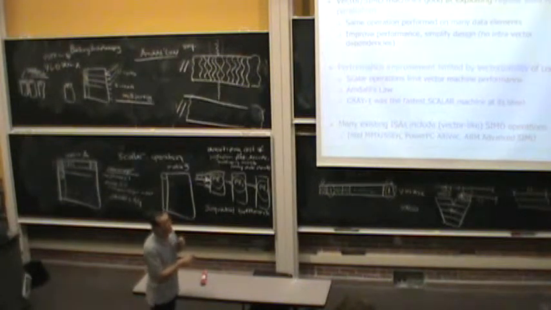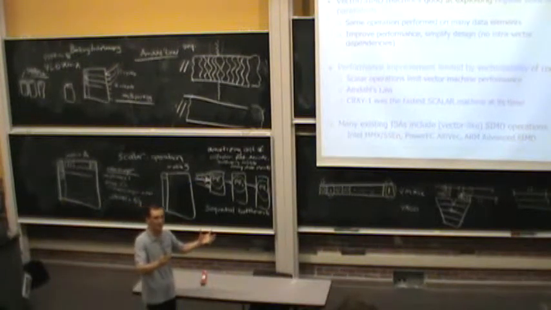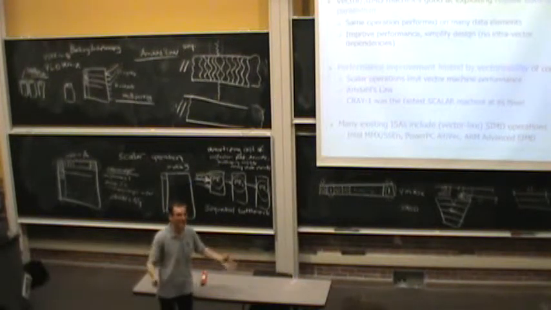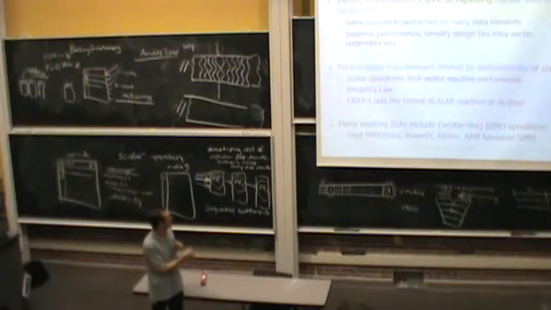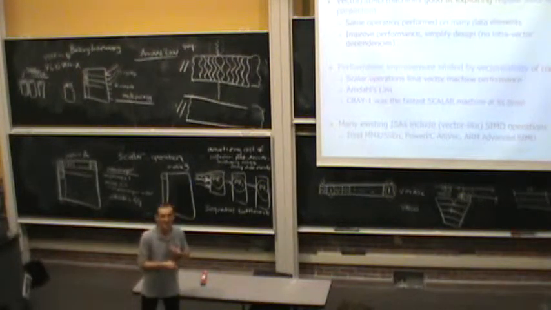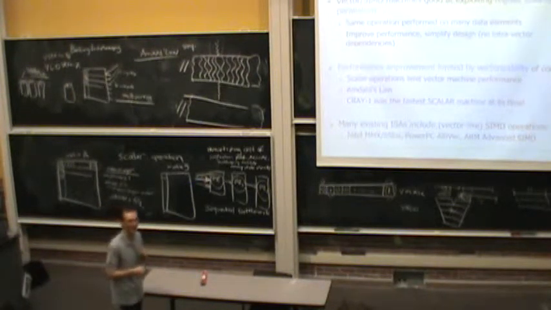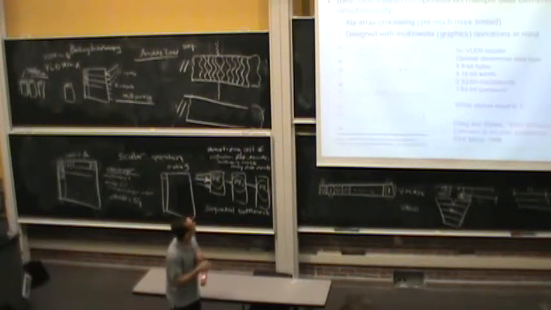So many existing sequential ISAs also include SIMD operations. So this is not limited to a machine that's all vector processor to which you add scalar processing. Many existing scalar ISAs include vector-like operations. And you may have heard of some of these. ARM has Advanced SIMD, for example. Intel has MMX, right now SSE. Probably they're coming up with some other acronym that has two of the same letters first and then something else next. So let's take a look at these very quickly.